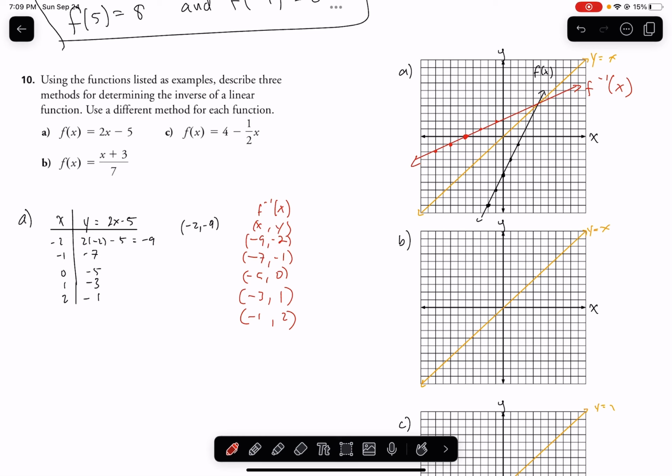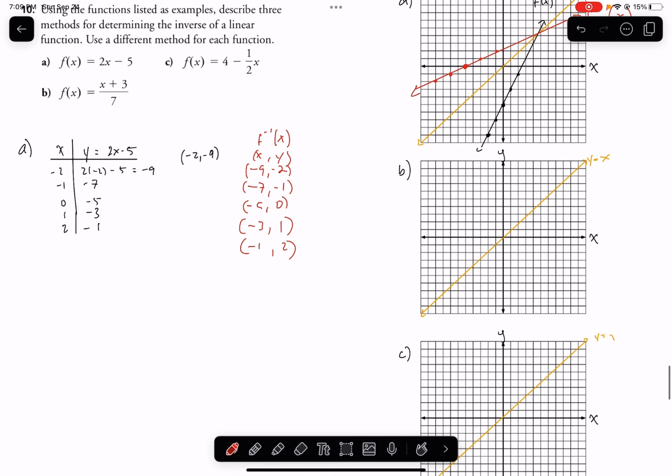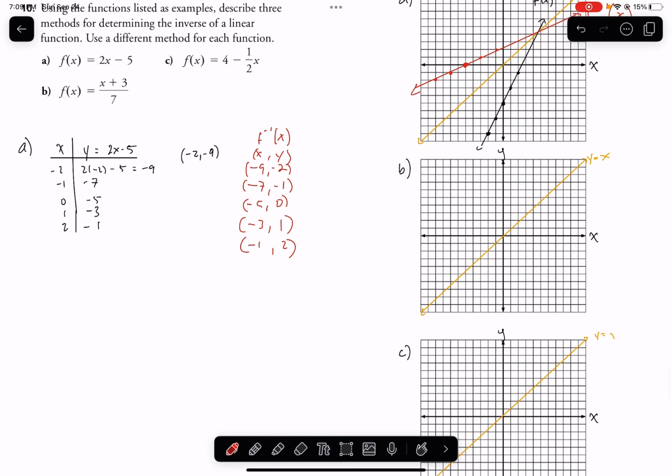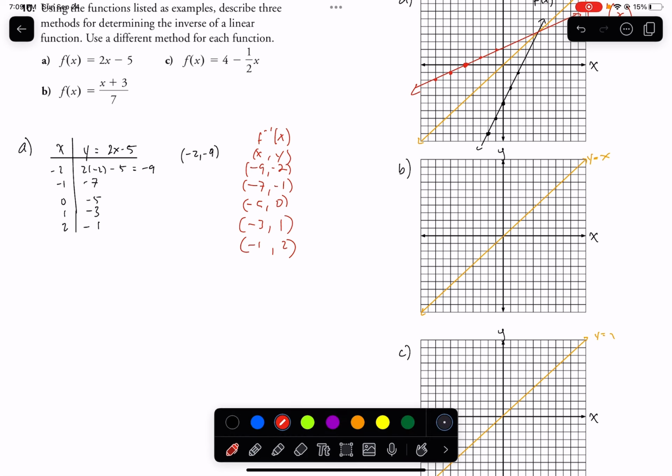As you can see, that's a little bit tedious, having to create the points. If you were ever given the table, not so bad, but to actually create the table values and then reverse them takes a little bit of time. Okay. Question B I think is one that is not as nice. So what I'm going to do is use the algebraic approach for question B in order to graph it.